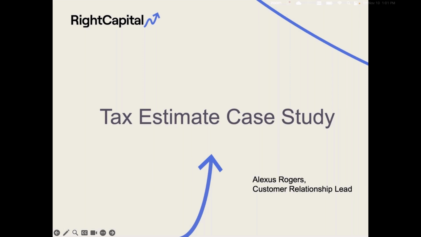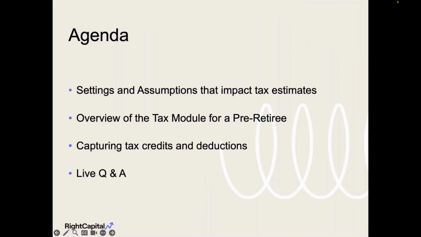And so today we're going to be highlighting a specific case study on a pre-retiree. We're going to be highlighting some of the settings and assumptions that impact tax estimate and tax calculation. So some of the things that we're going to be looking at to ensure that you're aligning everything in RightCapital to your beliefs, and also tailoring it to the unique client situation, especially for tax calculations. It can be a very unique thing, it's pretty in tune with the individual client scenario.